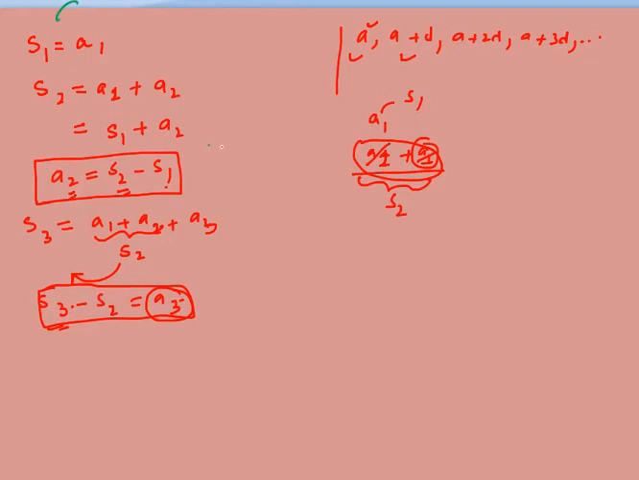Now in general, if you proceed, what will you conclude? An equals Sn minus Sn minus 1. Sorry, it looks like H. It is not H, it is N. So this happens to be a very important formula when we are proceeding ahead with the problems.